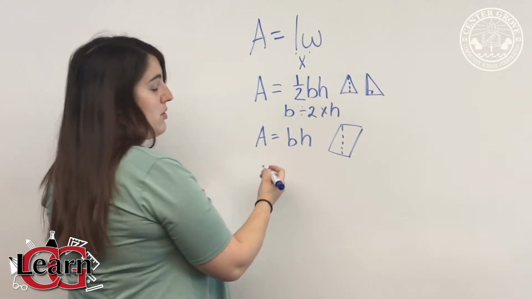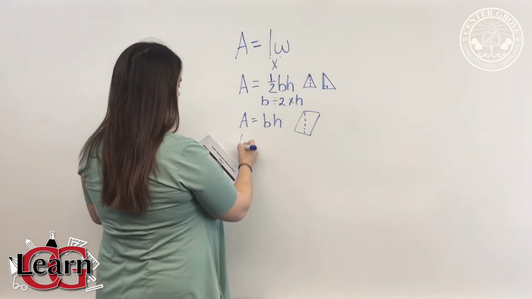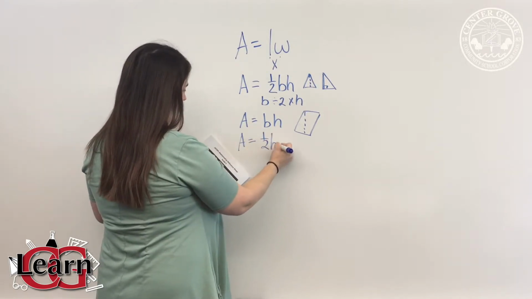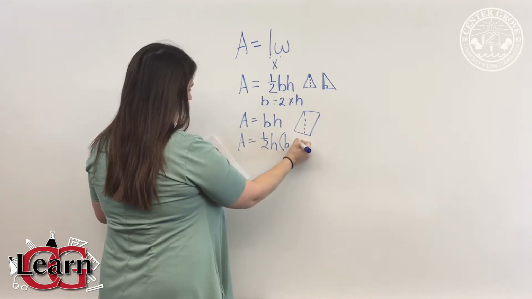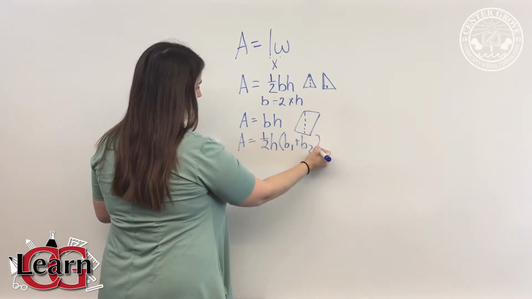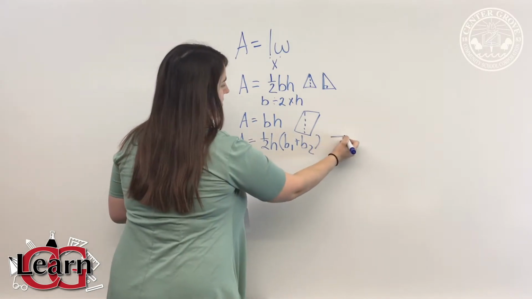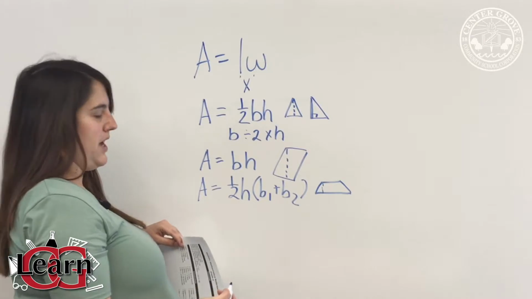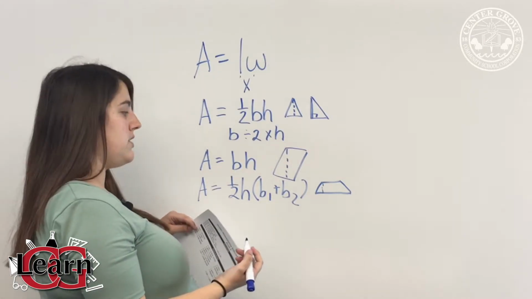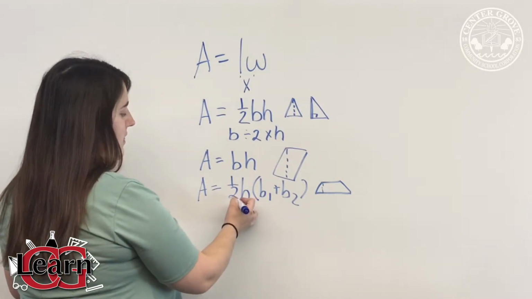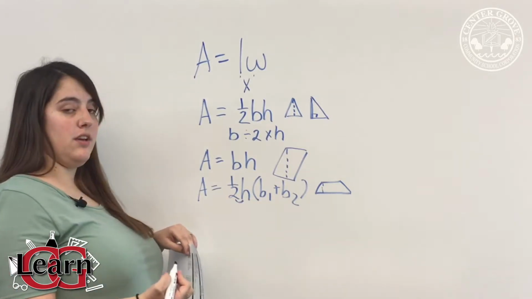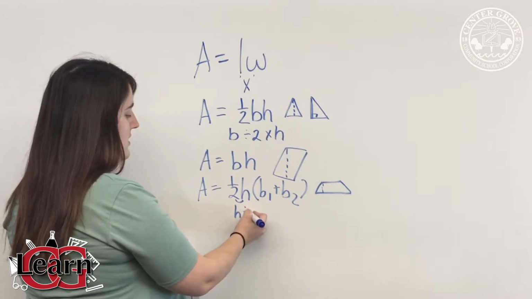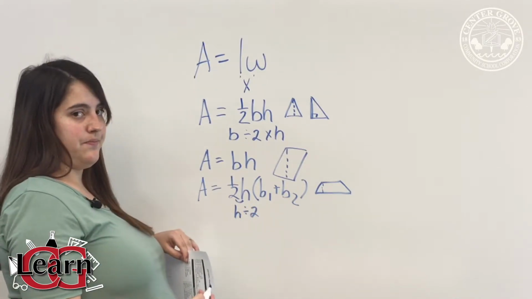For trapezoid, the formula gets a little more difficult. A equals 1/2 height (B1 plus B2). A trapezoid, again, the height goes straight up and down from top to bottom. It is not a side unless you have a right trapezoid. The number with the H right next to it is again half of the height. So you can take the height and divide it by 2.